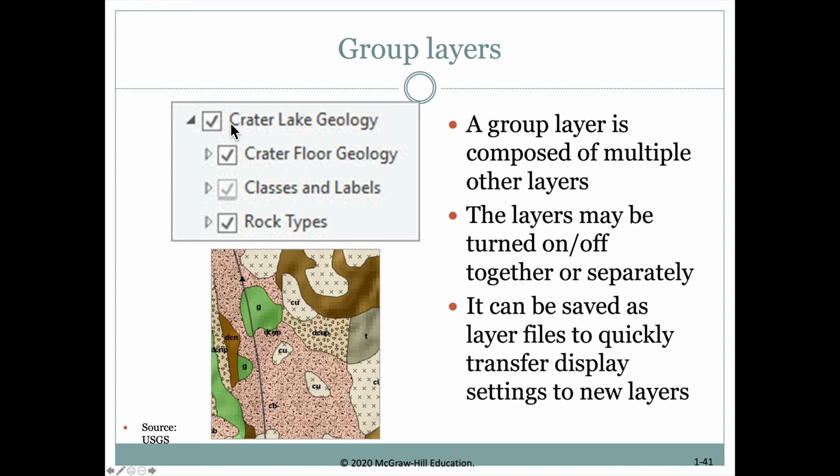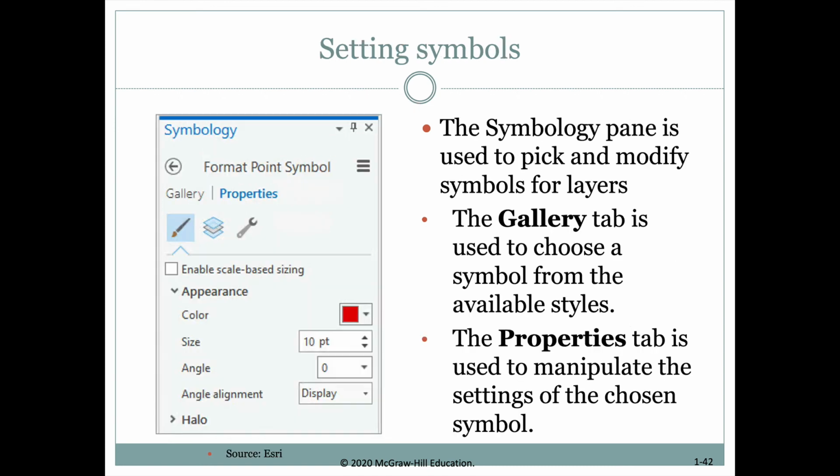The nice thing about this is, if I want to turn all three of these layers off, I can just uncheck this one box and they all get turned off at the same time. So it makes it easier to turn things on and off together. It also helps to organize your layers if you have layers that all have a certain theme or idea associated with them.